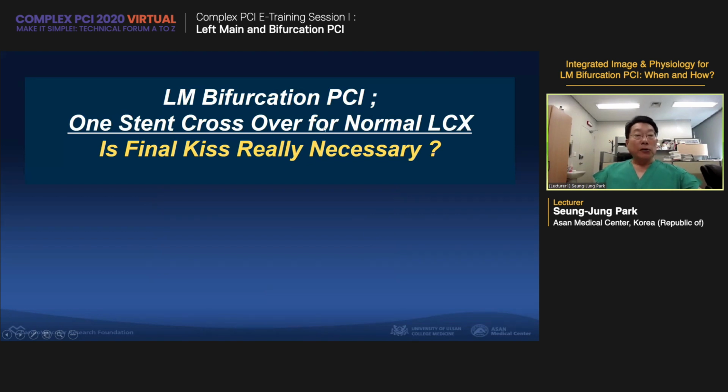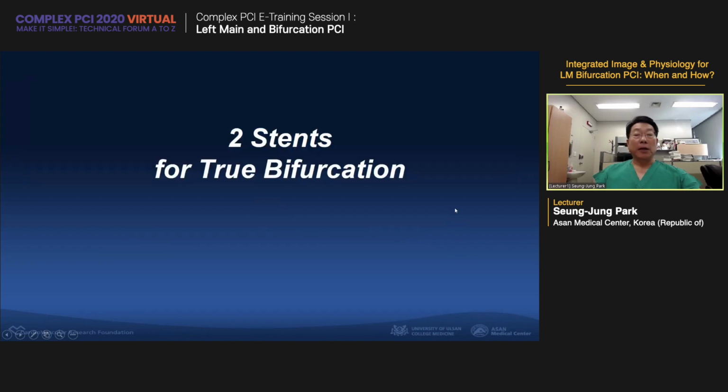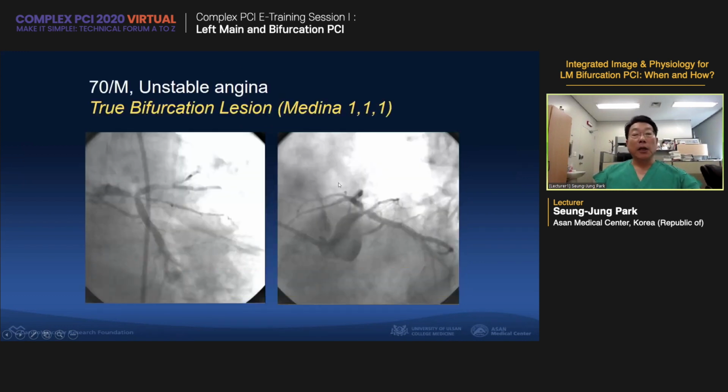So for bifurcation, one stent crossover for the normal circumflex. Final kiss is not always necessary in more than 90%. Two stent for the true bifurcation. So whatever you choose, TAP, mini-crush, T stent, or Y stent. Look at this typical example.